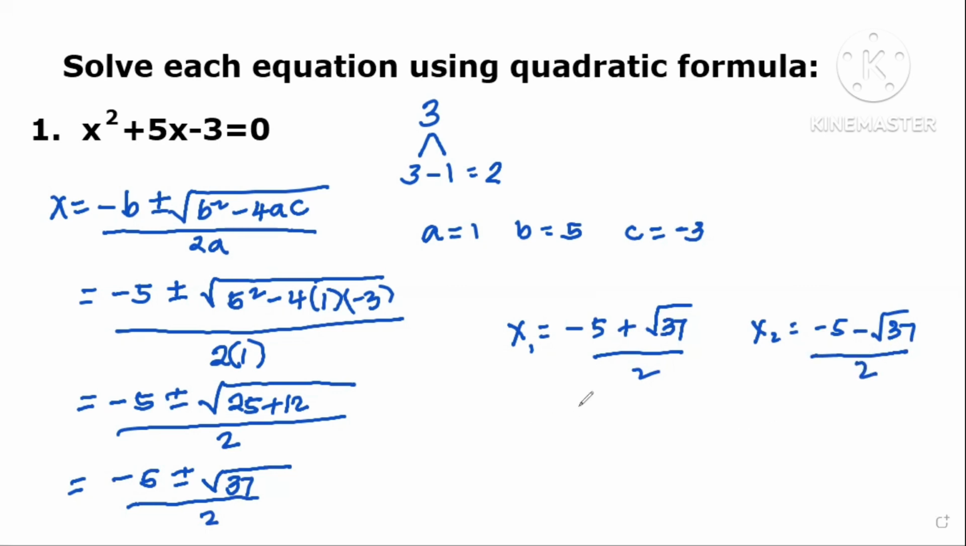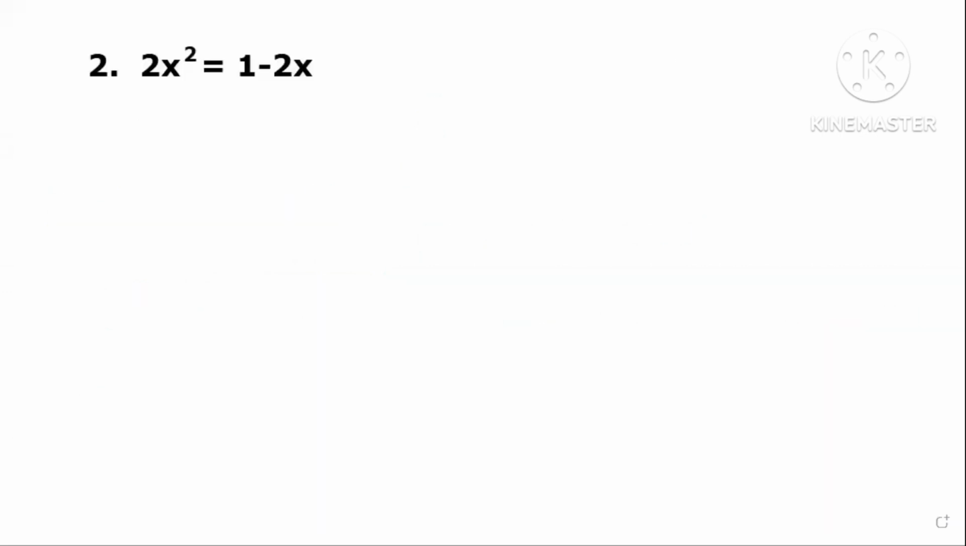So the two solutions are negative 5 plus square root of 37 over 2 and negative 5 minus square root of 37 over 2. By the way, just to give you added information, when the solutions have radicals like this, where we have square root of 37, expect that the trinomial is not factorable. But when the solution has no radicals, or integers come out, then expect that the trinomial is factorable. So, remember that.